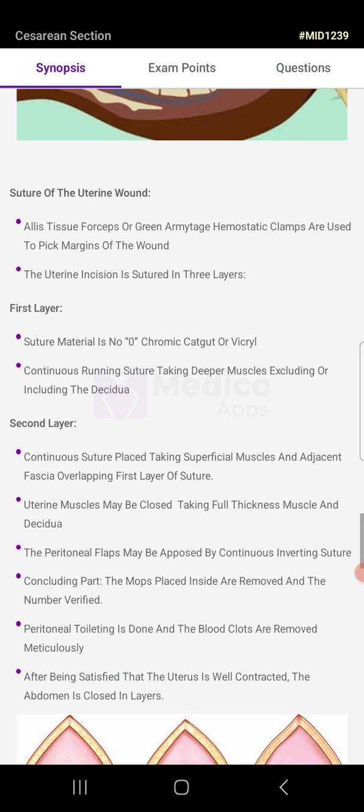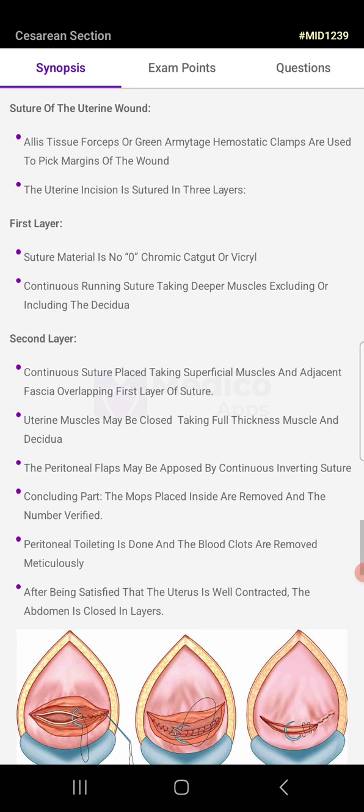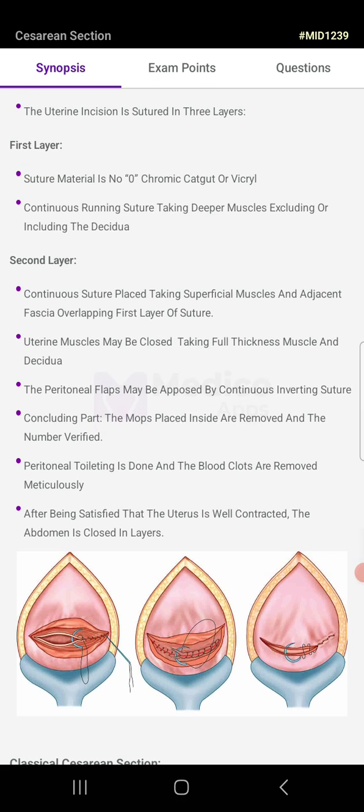The uterine incision is sutured in the 3 layers. First layer suture material is number zero chromic catgut or the Vicryl. Continuous running suture taking the deeper muscles excluding or including the decidua. Second layer continuous suture placed taking the superficial muscles and the adjacent fascia overlapping the first layer of the suture. Uterine muscles may be closed taking the full thickness muscle and the decidua. The peritoneal flaps may be opposed by the continuous inverting suture.